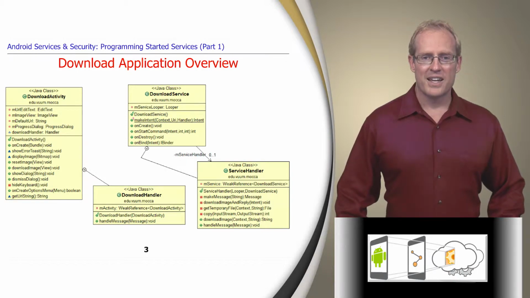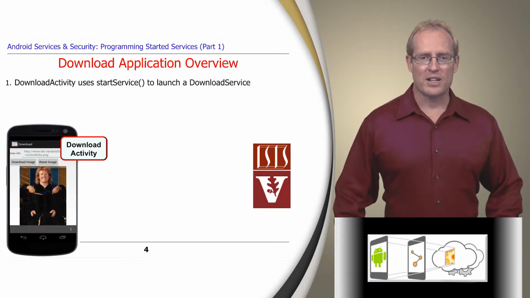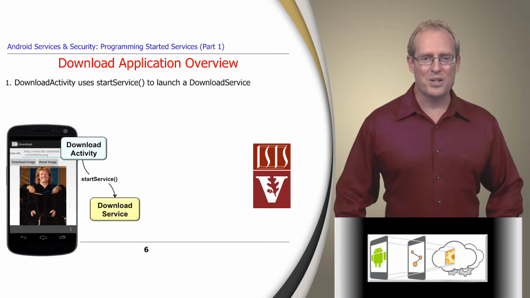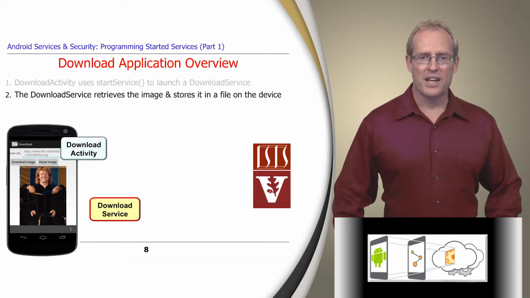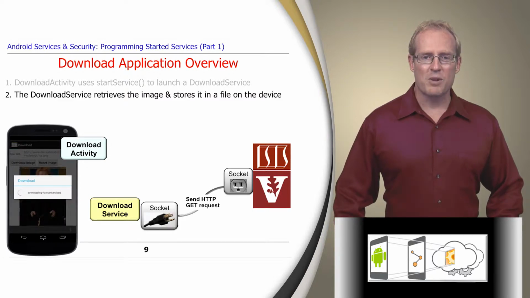application. This application contains a download activity. When a user presses the Download Image button, this activity launches a download service on demand by creating an intent command and passing it to the Start Service method. After the download service is launched by Android, it uses a URL passed with the intent to concurrently retrieve the image and store it in a file on the device.